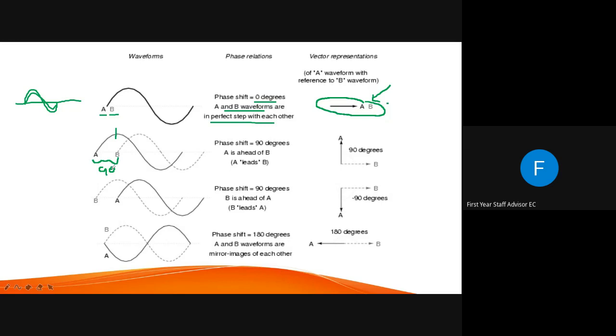First A reaches the peak value, then after 90 degree, you can see this diagram, after 90 degree B reaches the peak value. That means A is leading and B is lagging.